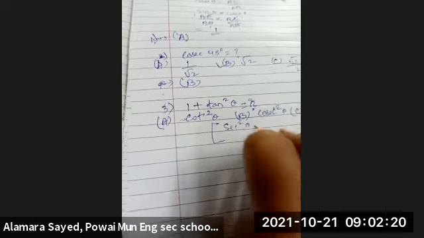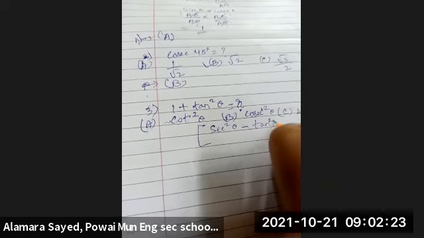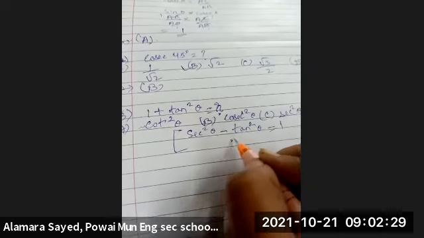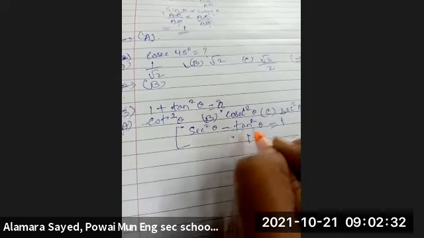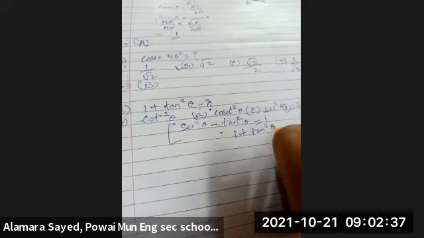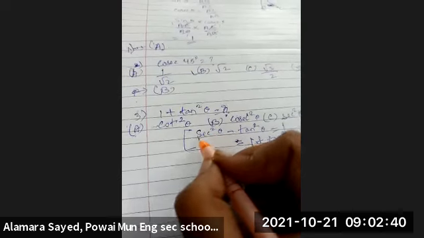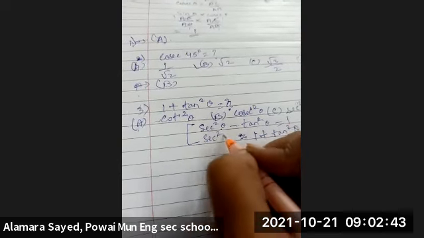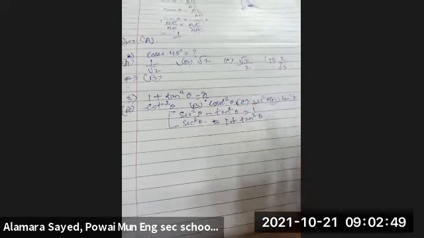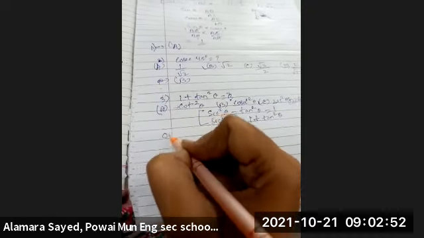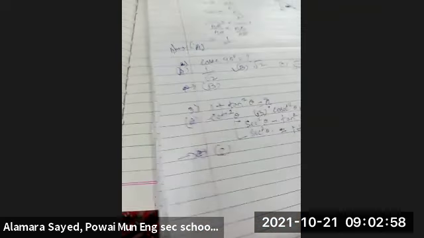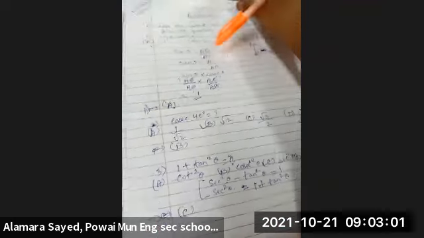Sec square theta minus tan square theta is equal to 1. And if we take this minus tan square theta to this side, it will become plus tan square theta. So what is remaining here is sec square theta. Which is the proper option here? Option C is the proper option. We will write here the proper option is C. In this way, question number 3 is done.